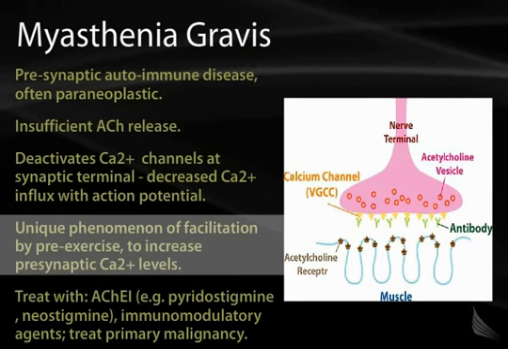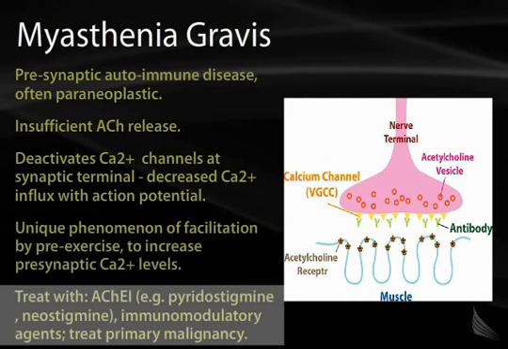These patients have the unique phenomenon of facilitation via pre-exercise, which works by increasing presynaptic levels of calcium. The treatment of this disease is also with cholinesterase blockers, drugs like pyridostigmine and neostigmine. These will prevent the breakdown of acetylcholine and allow a longer duration of action of the small amounts of acetylcholine released by these patients at the neuromuscular junctions.